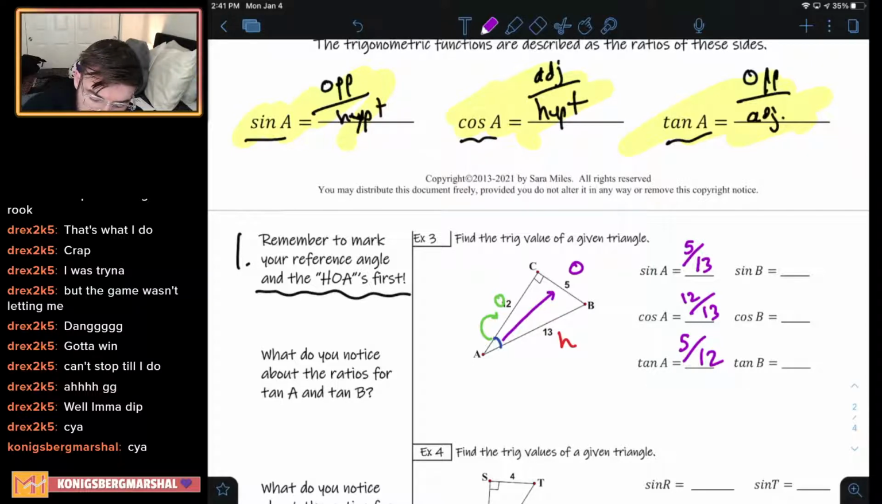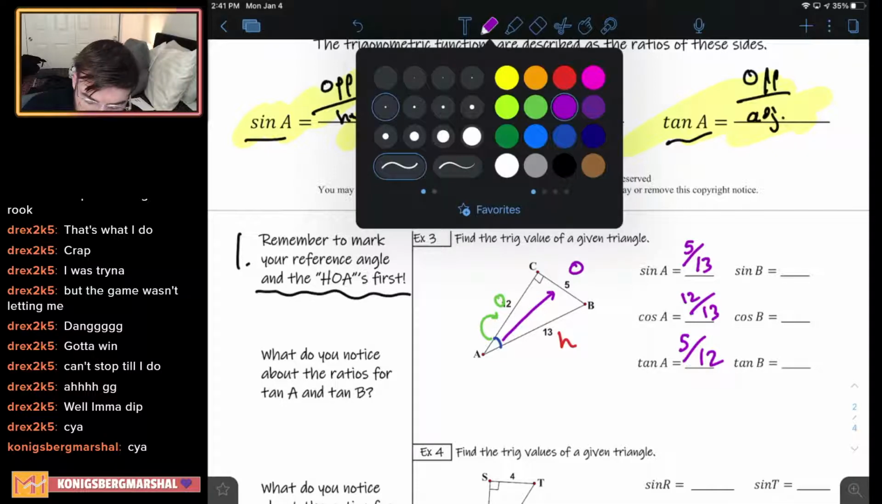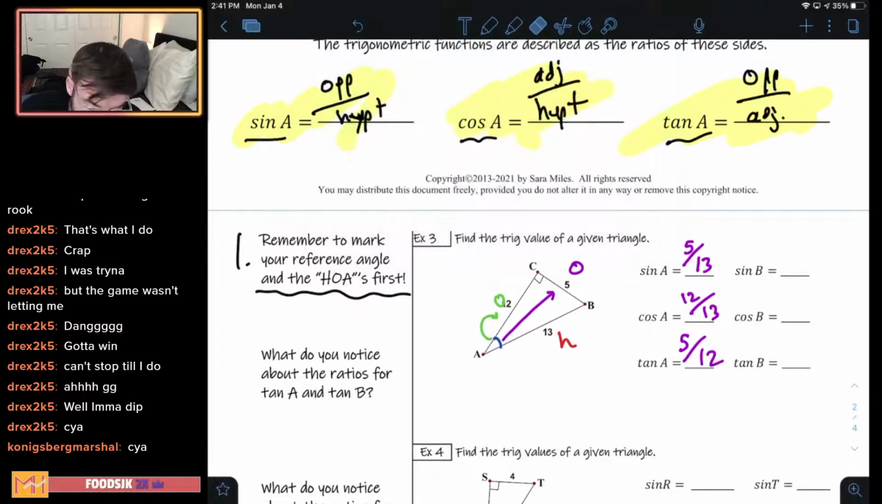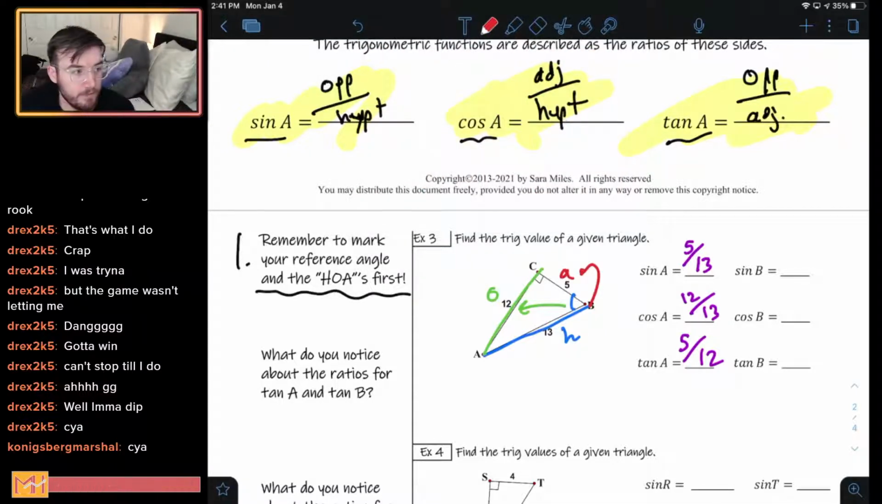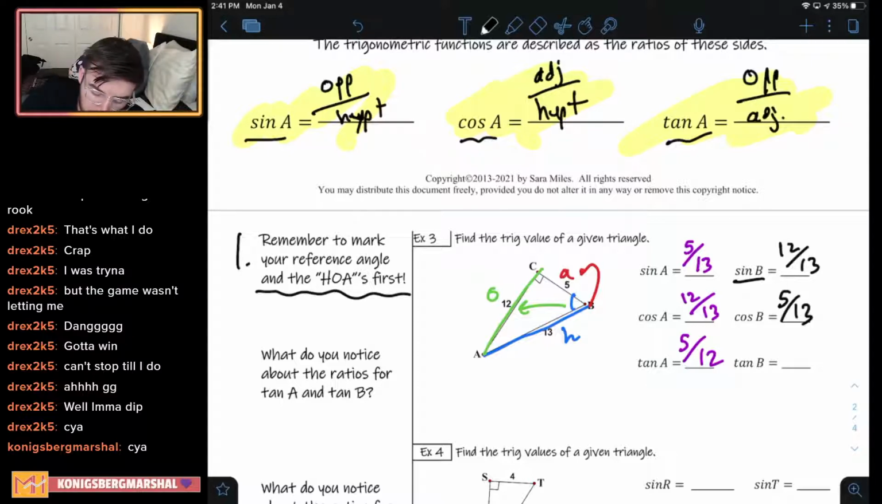Then it asks us to do the same thing, except for angle B. I'm going to erase this because I don't want that to be a distraction, and we're going to look at angle B now. This is still the hypotenuse, of course, but now this side is opposite, and this side is adjacent. So sine is opposite over hypotenuse, 12 over 13. Cosine is adjacent, 5 over hypotenuse, 13. And tangent is opposite over adjacent, 12 over 5.